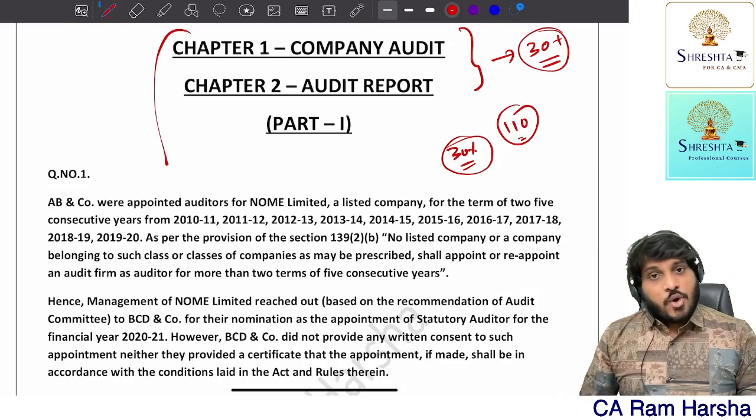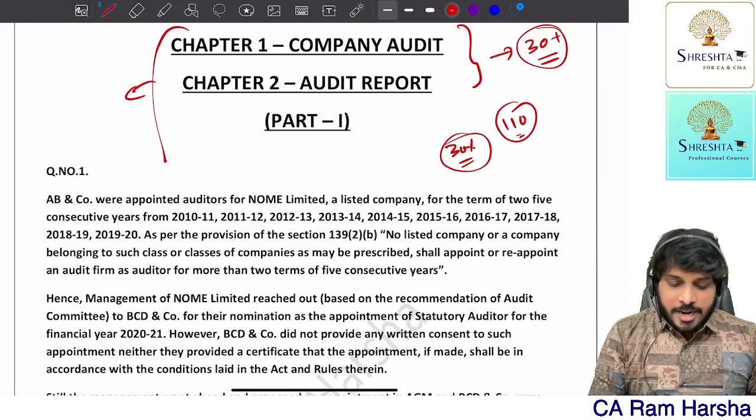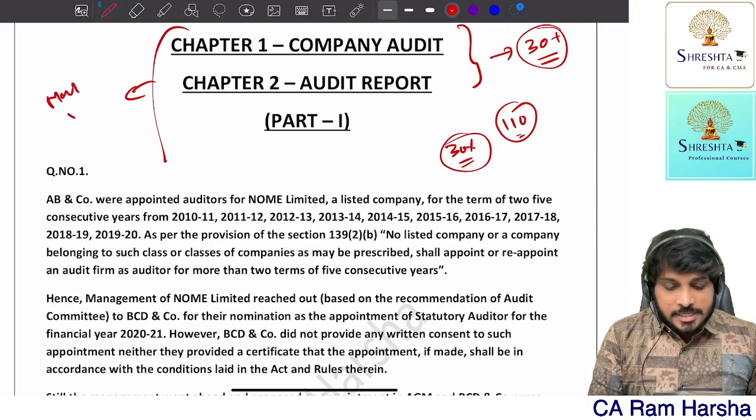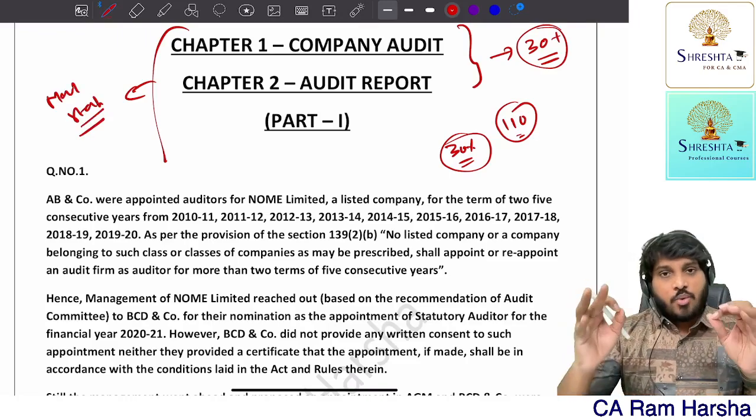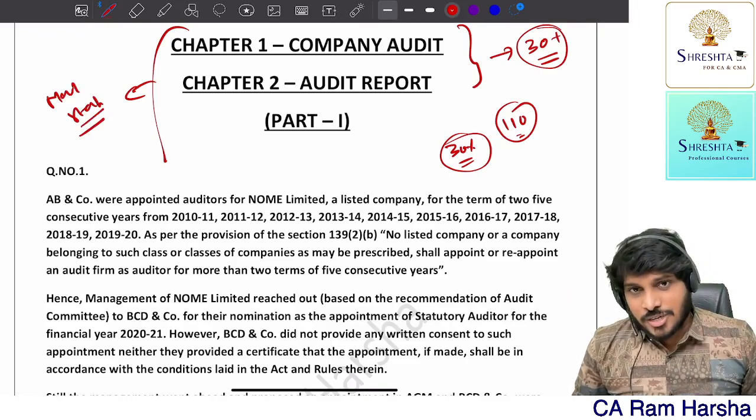Before you read this, what I suggest is, watch my marathon standards related timestamp. I have a timestamp, right? Standards related one. Watch that marathon timestamp.